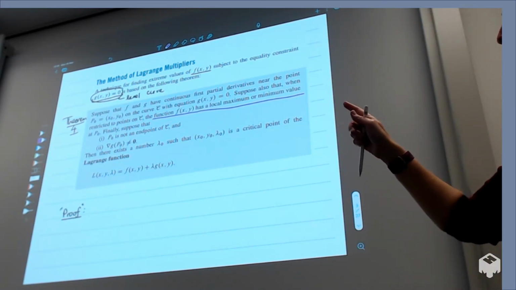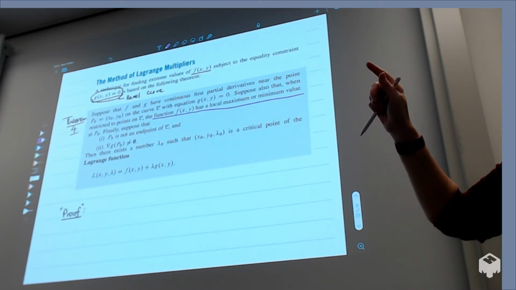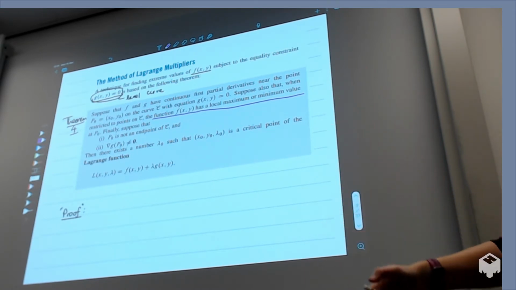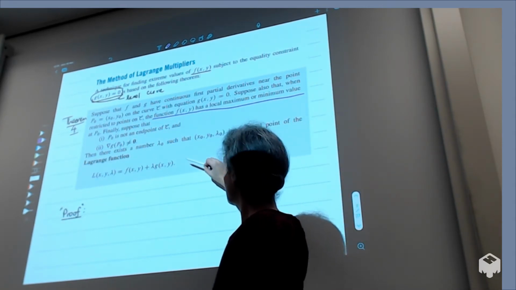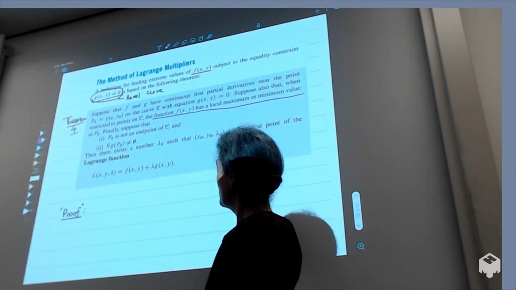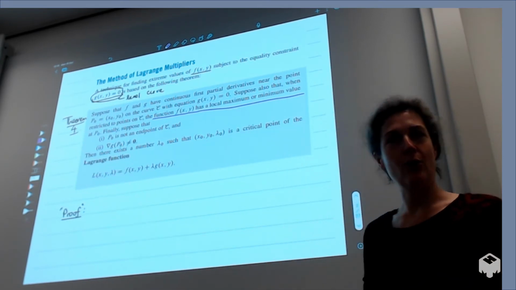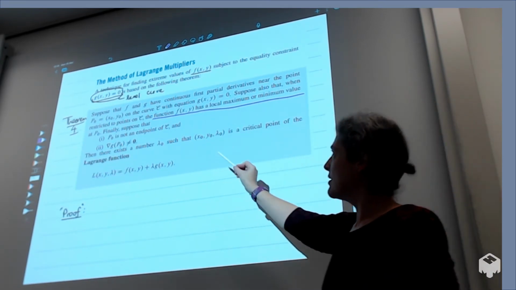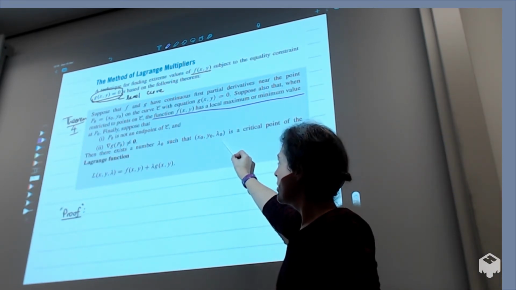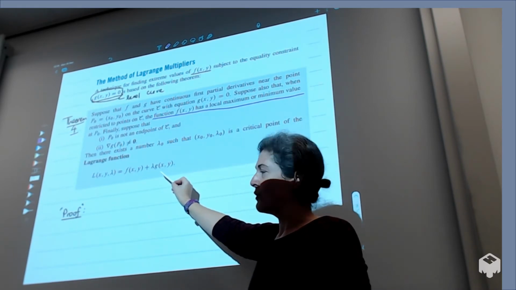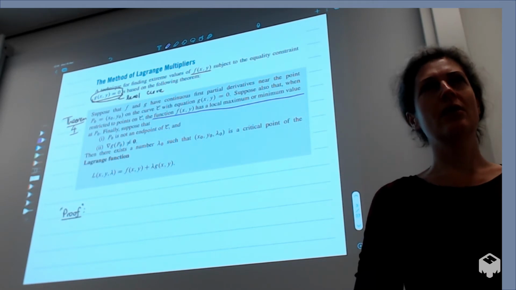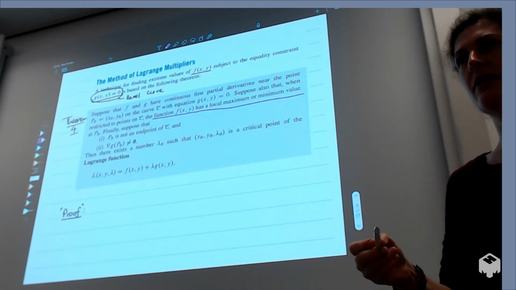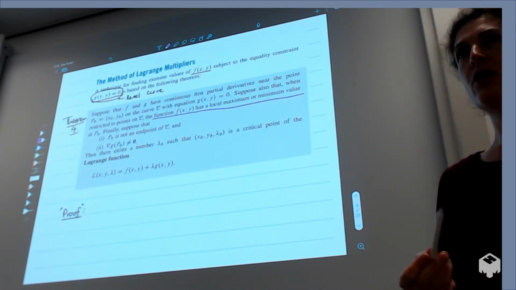Putting all this together, what does this give us? This says that we can find some number lambda 0 such that this point, x0, y0, lambda 0, is a critical point of the Lagrange function. Now we've suddenly gone into three variables. This probably doesn't seem super exciting, but notice what we've done.